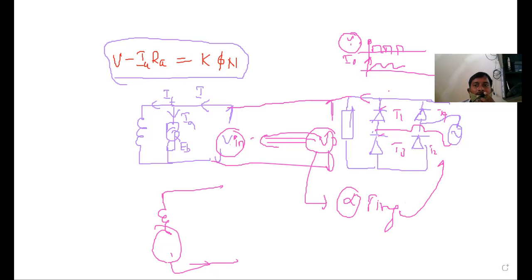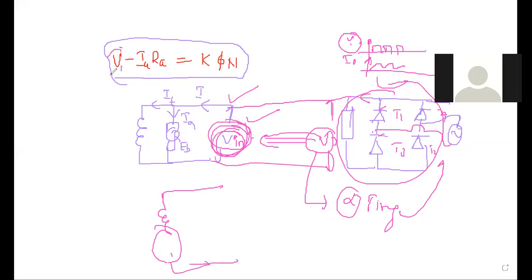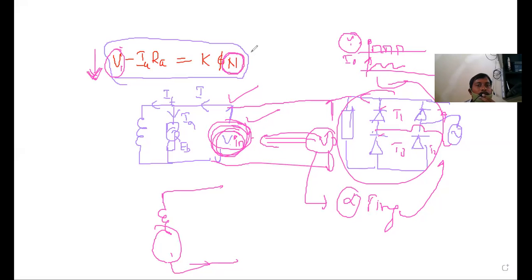So we can control the input voltage to the DC shunt motor, DC series motor or DC compound motor. If you reduce the voltage, the speed will decrease, because this is the only direct parameter. If you increase the voltage, the speed will increase. In that way, we can control the speed of the DC shunt motor, DC series motor or DC compound motor.